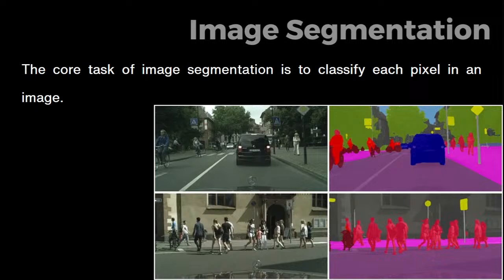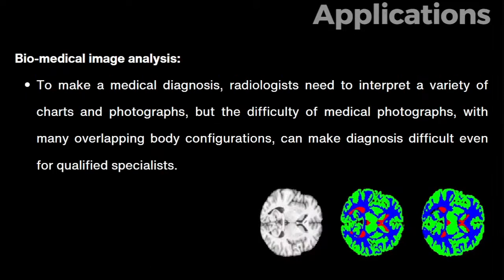Looking at the applications, we have biomedical image analysis. To make a medical diagnosis, radiologists need to interpret a variety of charts and photographs, right? Medical photographs with many overlapping configurations can make diagnosis difficult even for qualified specialists. So segmentation is applied to scan reports and photographs, for example endoscopy, where we take images inside the body and check for polyps or any other diseases, abnormal growth or symptoms. You can use image segmentation to highlight it, so that even a professional who is facing difficulties can use this to overcome them and make better decisions.